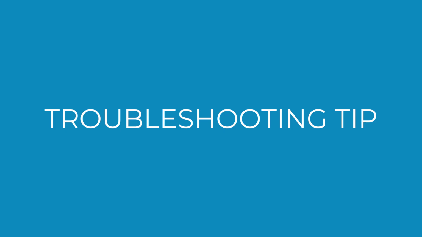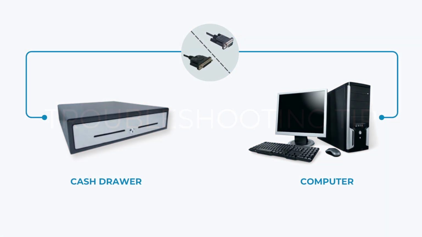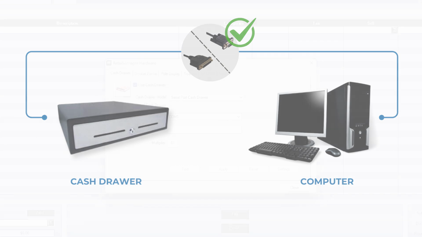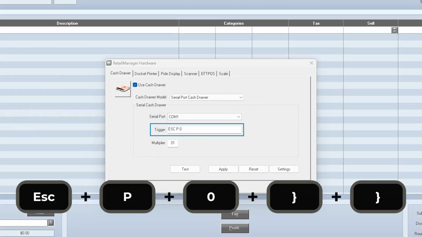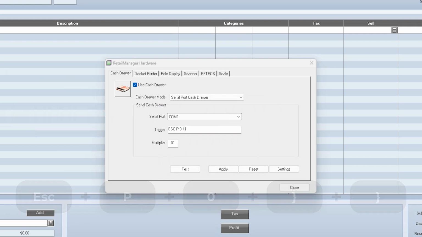Troubleshooting tip: if the cash drawer does not open after setting everything up, ensure all connections are correct. Additionally, you can try adding this code to the trigger field: escape, P0, and double closing curly brackets. This generic firing code may help in cases where the drawer doesn't respond. By following these steps, your cash drawer connected to a serial or parallel port should be properly set up in AAAPOS RetailManager.